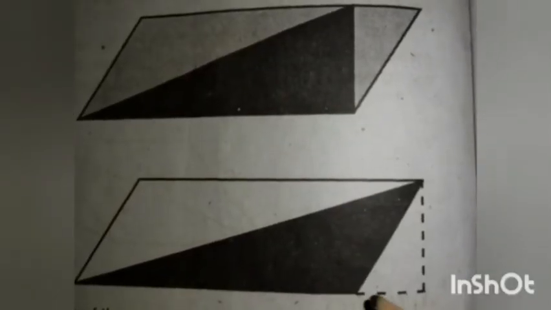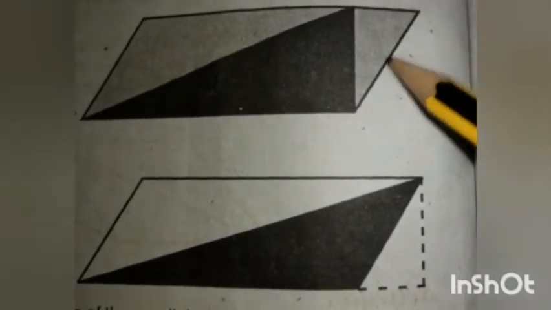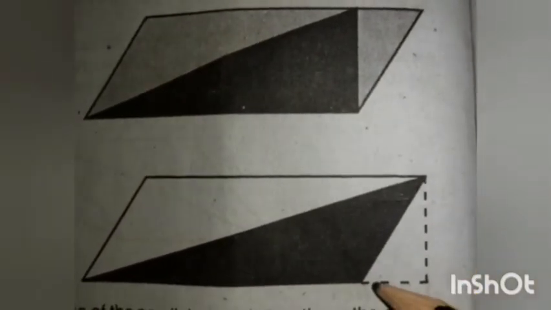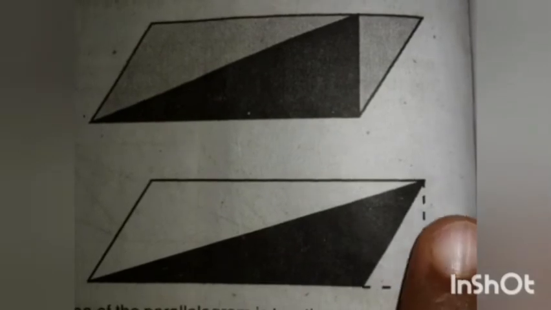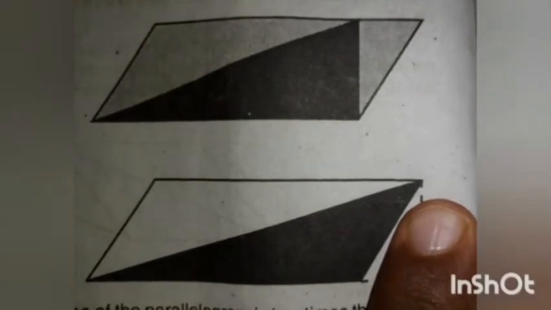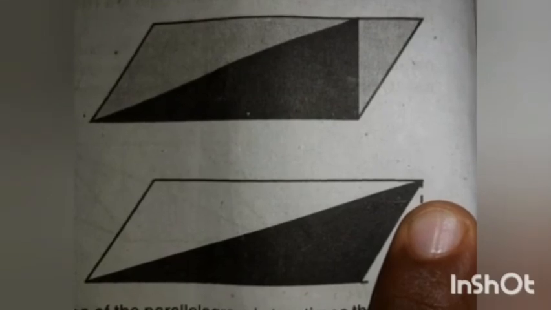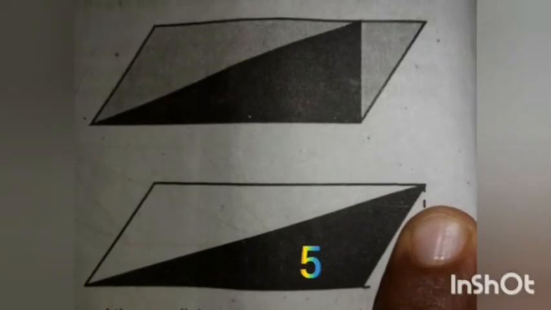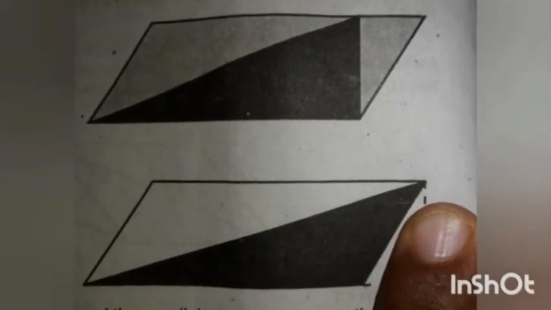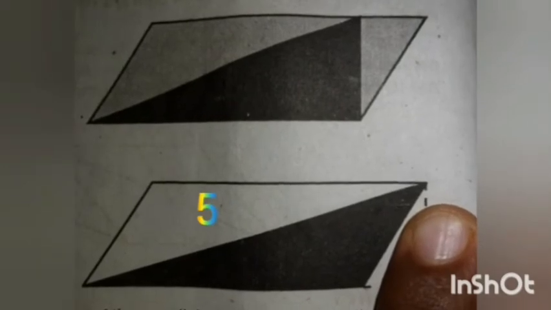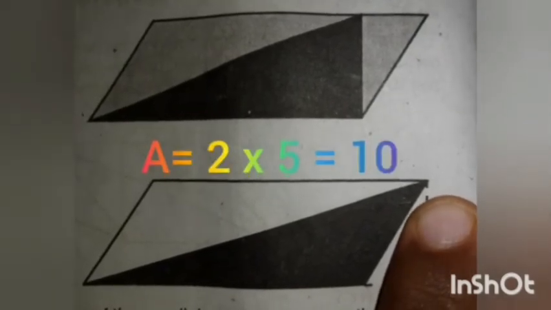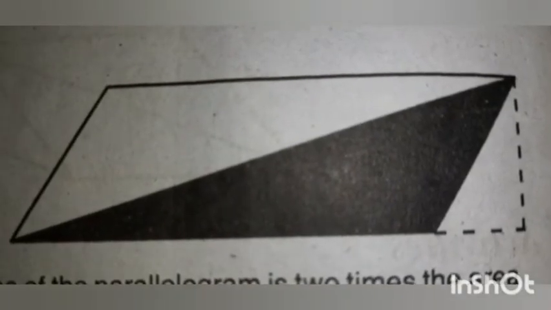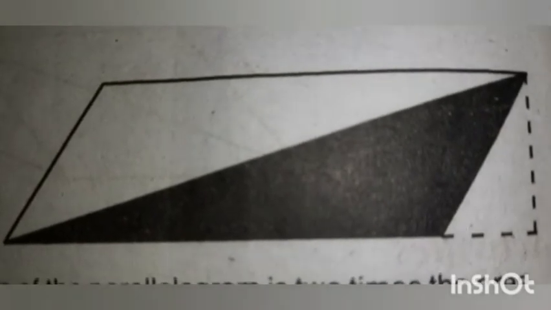To find out the answer, we can cut this triangle from here, and if you reverse it and keep it on this side, we will get a parallelogram here. Now you can see two triangles. If the area of one triangle is 5, what is the area of the other triangle? That is also 5. Then what is the area of the parallelogram? 2 into 5, 10 centimeter square. So the area of a parallelogram is 2 times the area of a triangle.